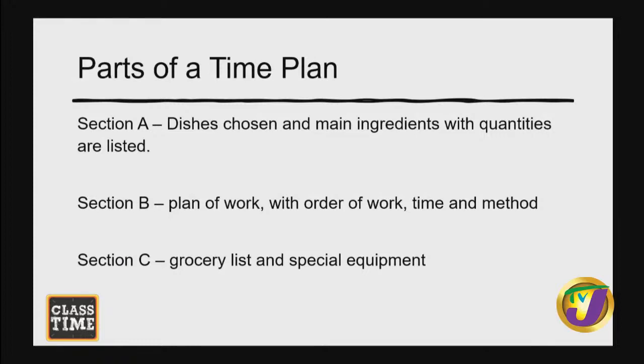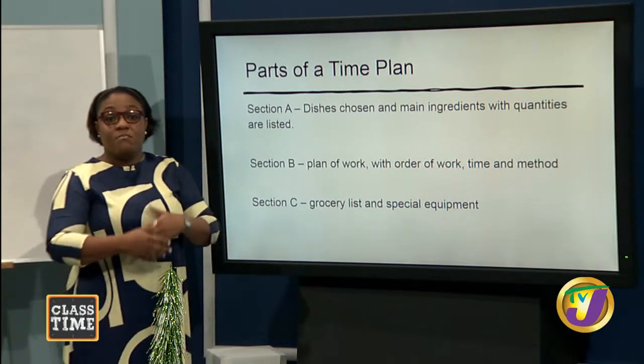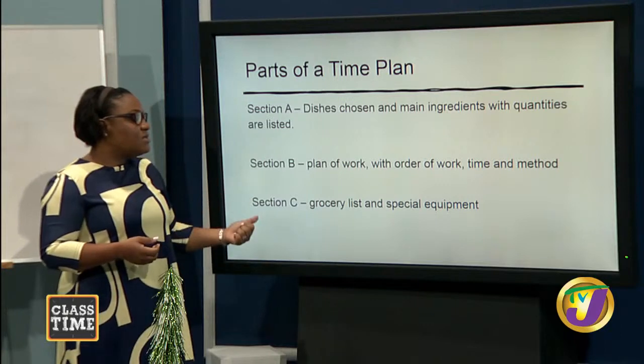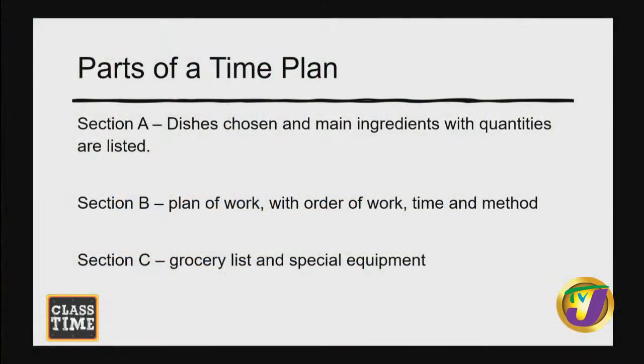Section B shows your plan of work. How is it you're going to allot this 2.5 hours? How is it that you're going to actually do this task that is given to you? How is it that you're going to prepare and execute this dish? What methods of cooking are you going to employ? And Section C is your grocery list and your special equipment.